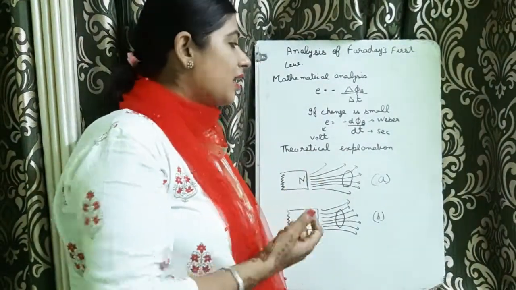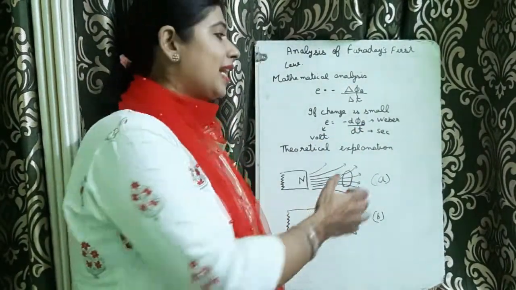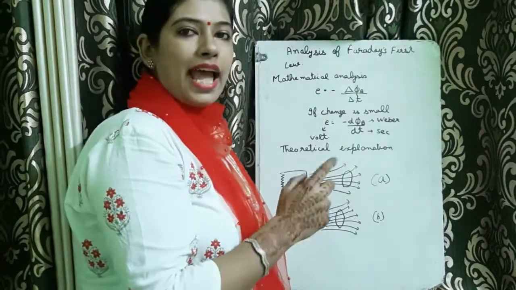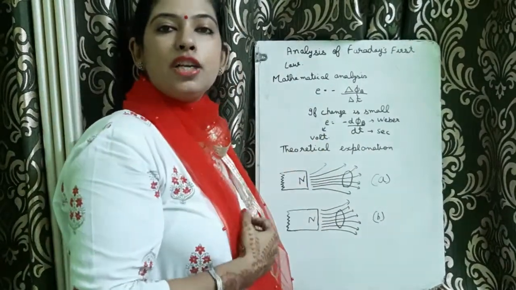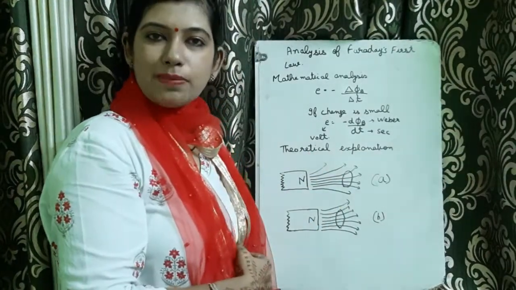Now, the unit of magnetic flux phi B is Weber, the unit of time is second, and the unit of our induced EMF is volt. Now we will do the theoretical explanation.